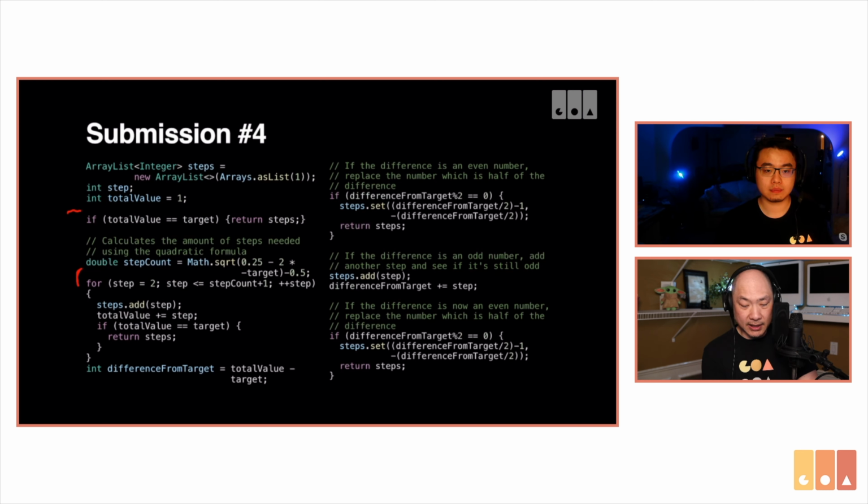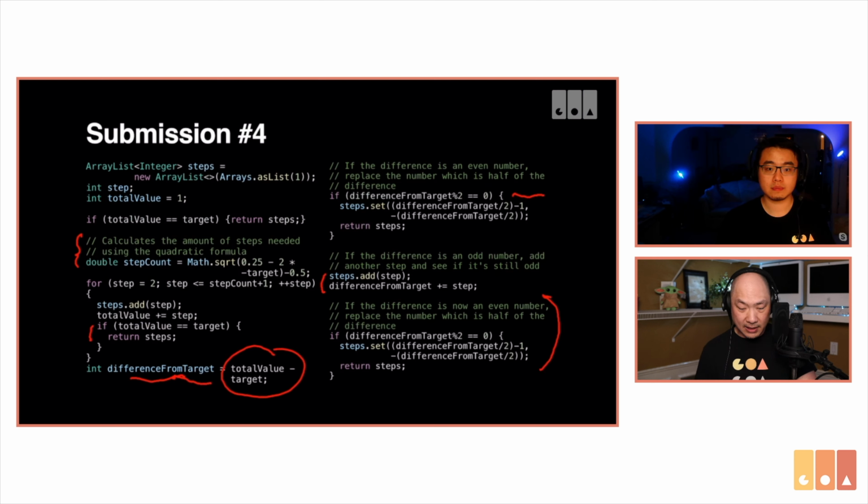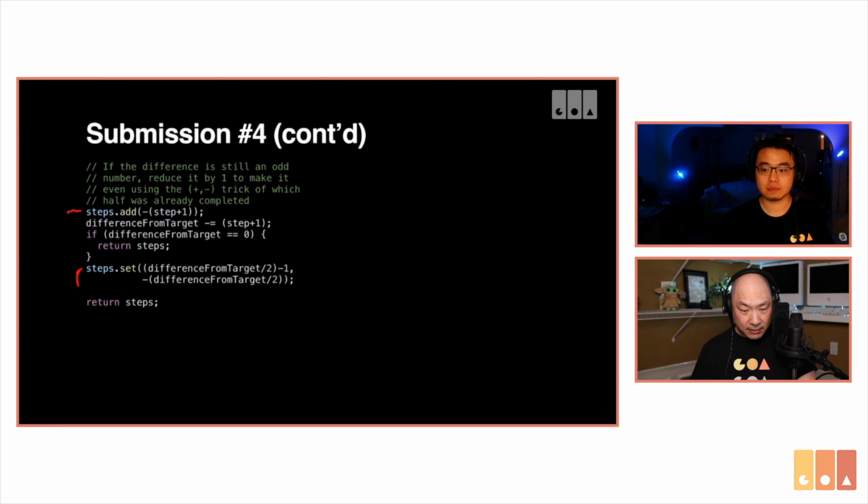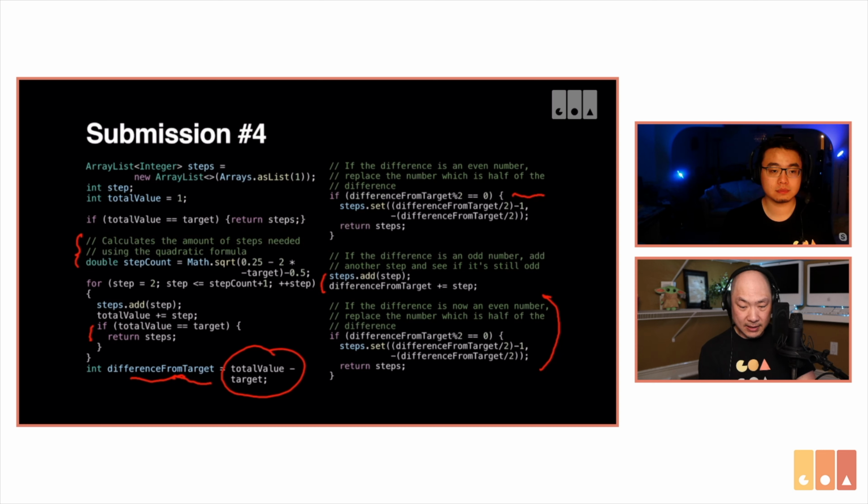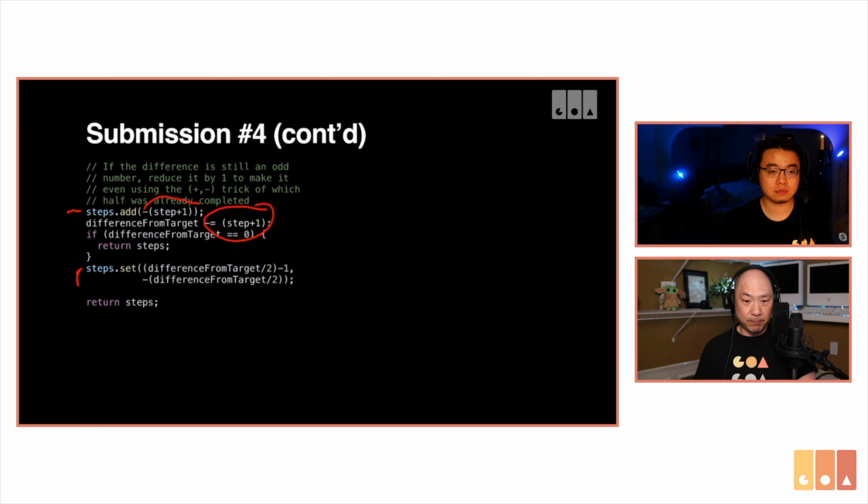So the difference from target here, when you first define difference from target as total value minus target, that seems to make sense. But later on, I don't know, does it still have the same value when you're subtracting that step there? Does it still have the same meaning? Another thing that was confusing is if you see the steps here, you're adding a step here, but then later on you're adding a negative step plus one. So because the semantics are shifting, it makes it harder to understand.